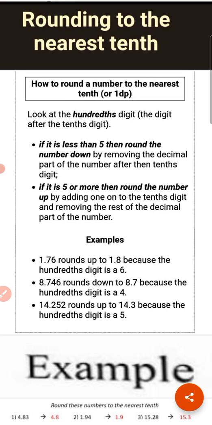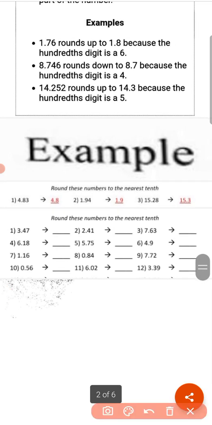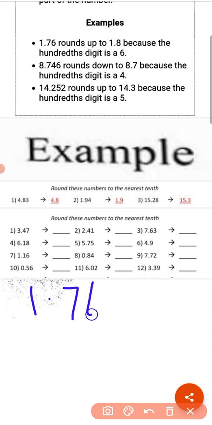Let me explain this, children. Here in this number 1.76, which rounds up to 1.8. Rounds up means the value is increasing, because 1.8 is greater than 1.76.